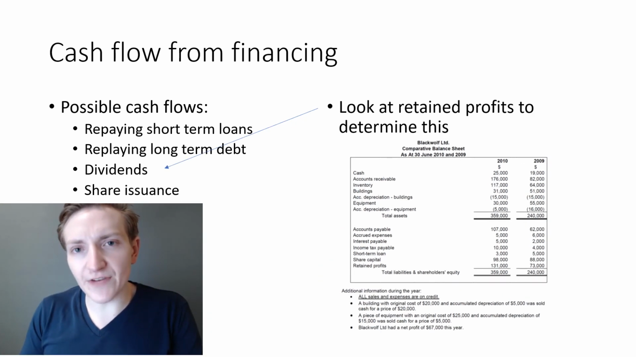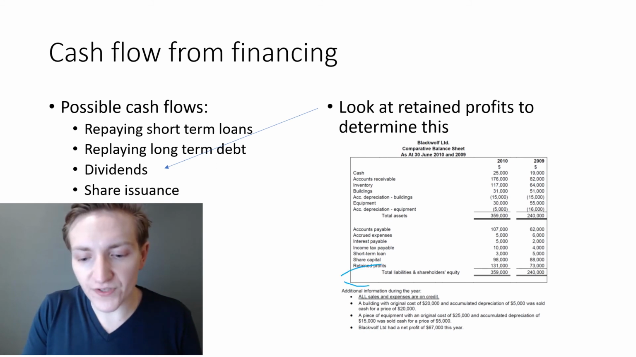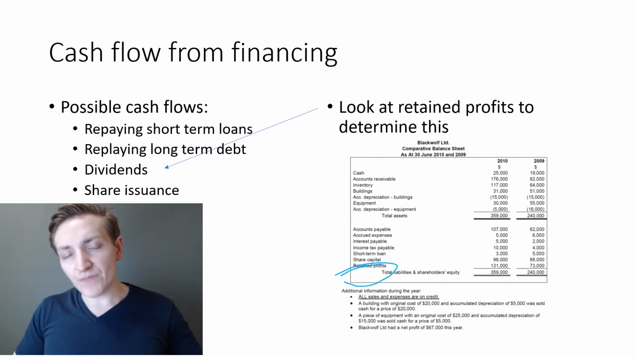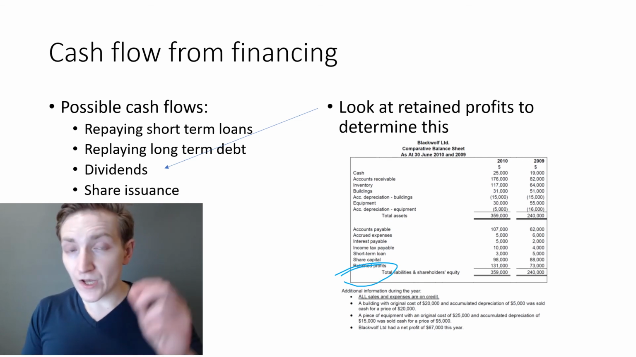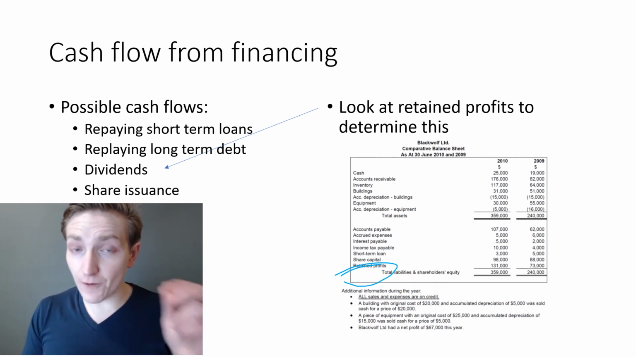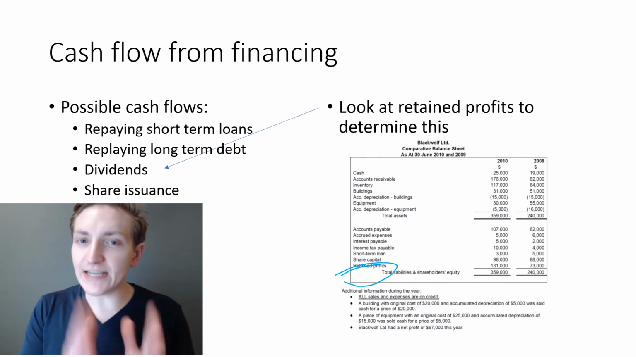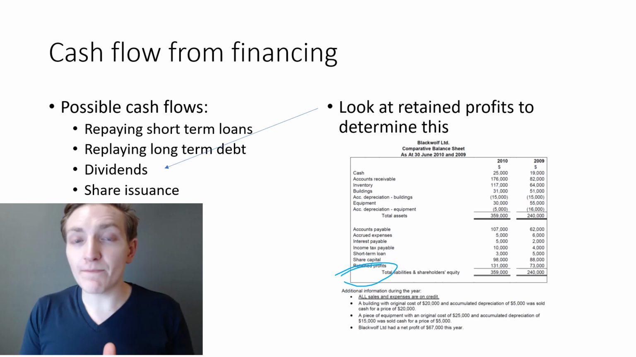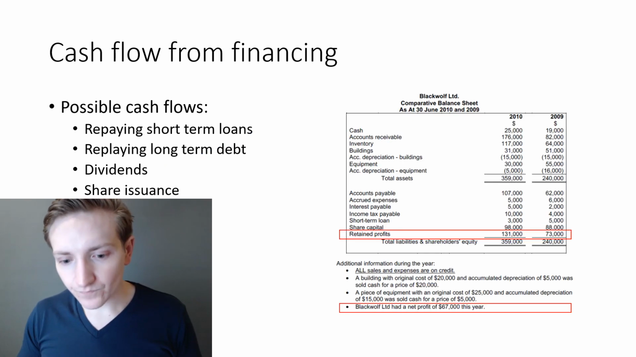Now, in terms of dividends, the way that we'd look at this is we need to look at our retained profits. Now, the reason for this is when a firm pays dividends, this comes out of the retained profits. So to identify if the firm had paid dividends, we need to look at the change in the retained profits and see if that change can be explained by the net profit that the firm had generated. So let's have a look at that T account for the retained profits.